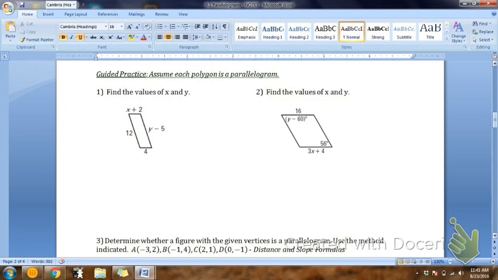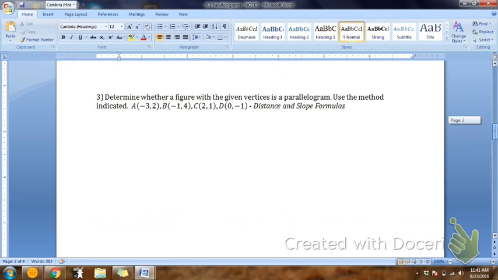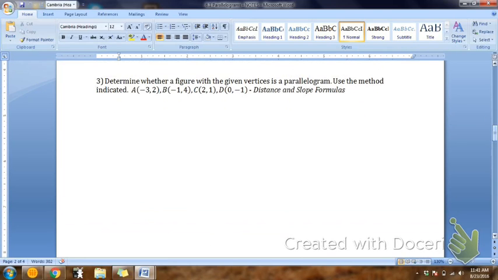Example 3 says determine whether a figure with the given vertices is a parallelogram or not. So think about what we talked about. On the previous page, we have 3 different tests that we can use. Except, look what they gave us. At the very end, they said use the distance and slope formulas. So flip back over to your page. If they're asking you to use the distance and slope, what are we looking for? One pair of sides that is parallel and congruent.